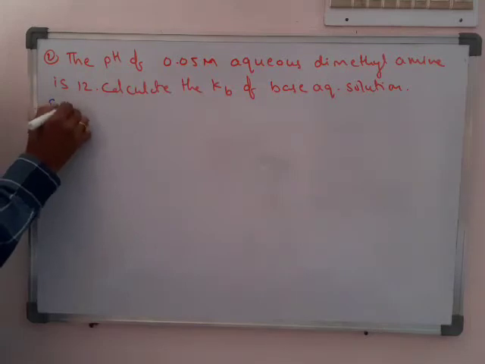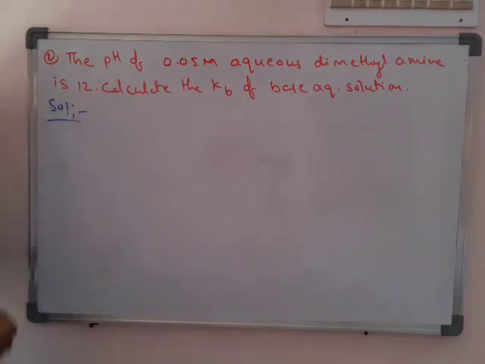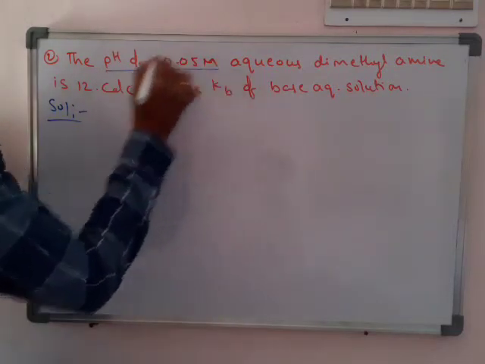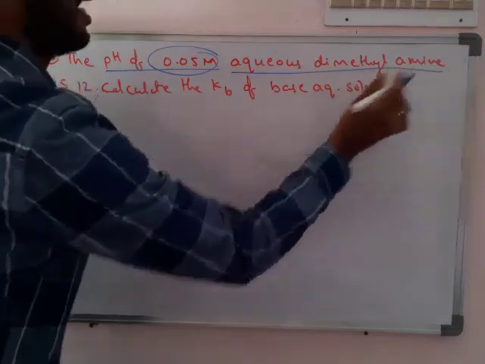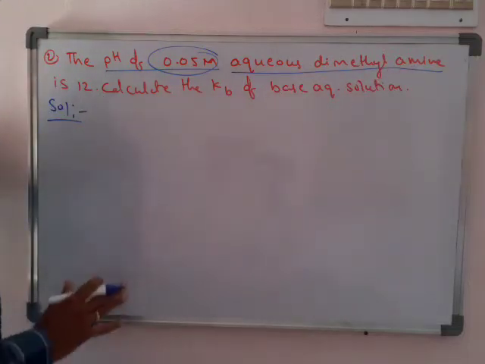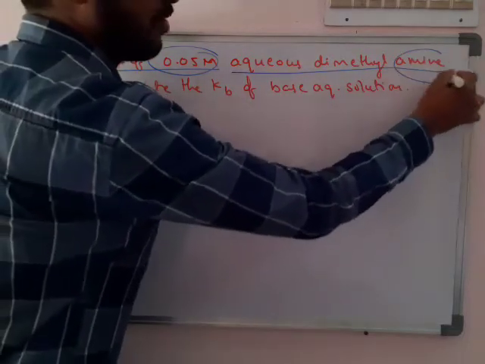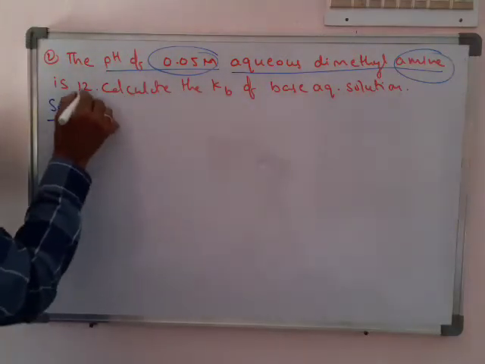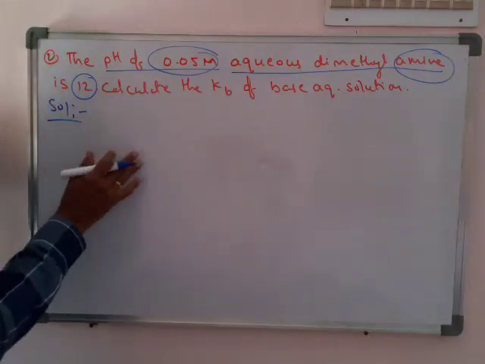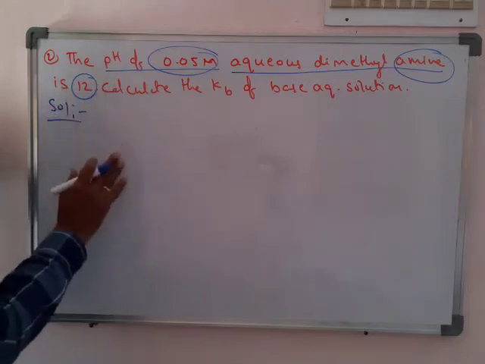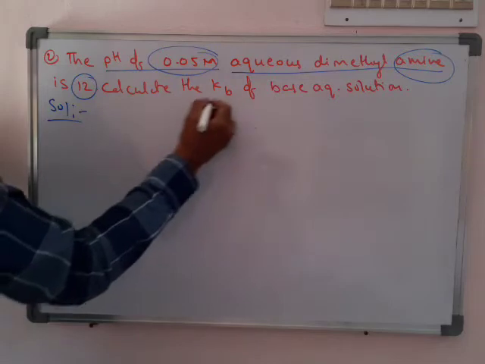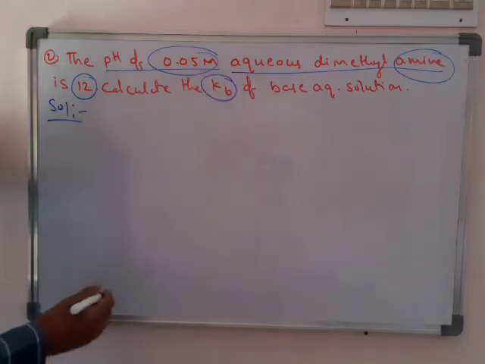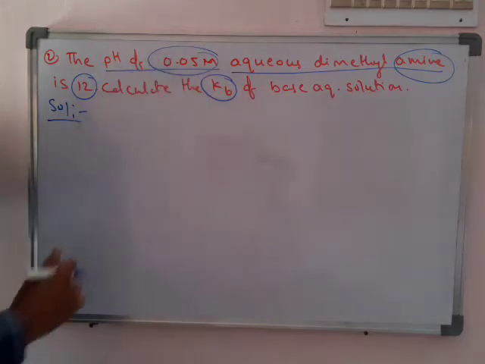See here. So the concentration is given how much? 0.05 M. So the pH of 0.05 M aqueous dimethylamine, it is an organic compound. So the amine functional group is there. So its pH value is 12. Means it indicates it is of base character. pH equal to 12 means it is basic in character. We have to find the Kb of that particular solution if its concentration is given.